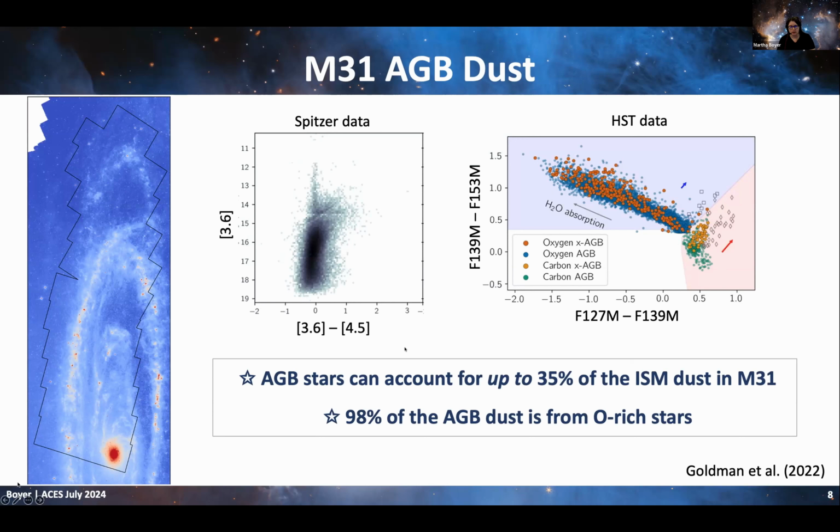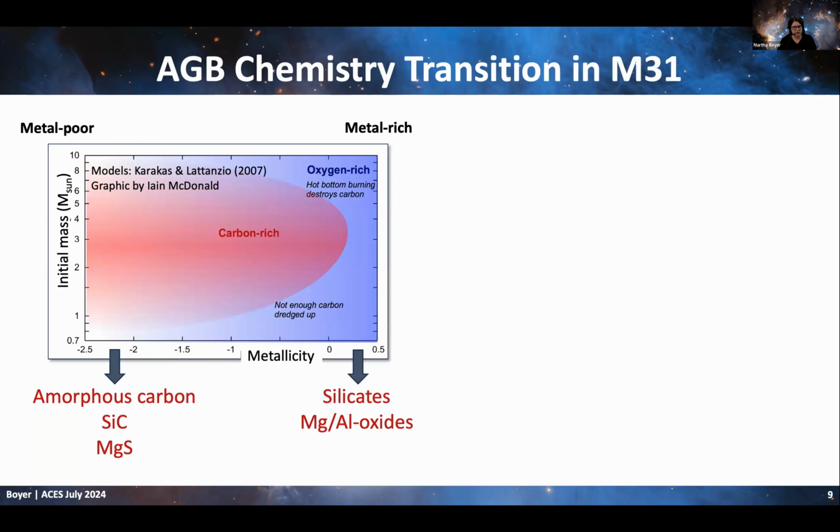And the conclusion from that paper was that the AGB stars look like they can account for up to about a third of the ISM dust in M31, so a pretty significant fraction. And almost all of it is oxygen-rich dust. That's not that surprising, because that's what we see in the solar system. We've known for a while that at high metallicity, you're more likely to have an oxygen-rich star than a carbon-rich star. But there are some surprising things going on in M31.